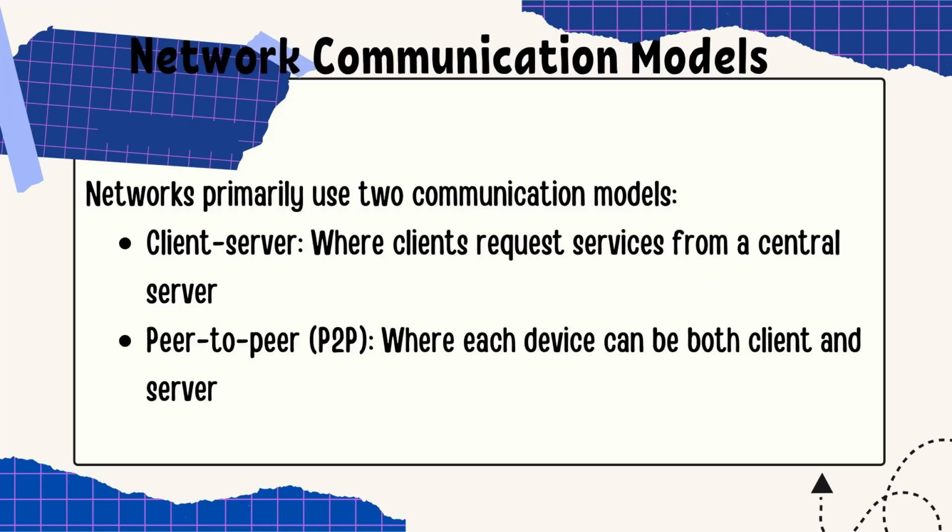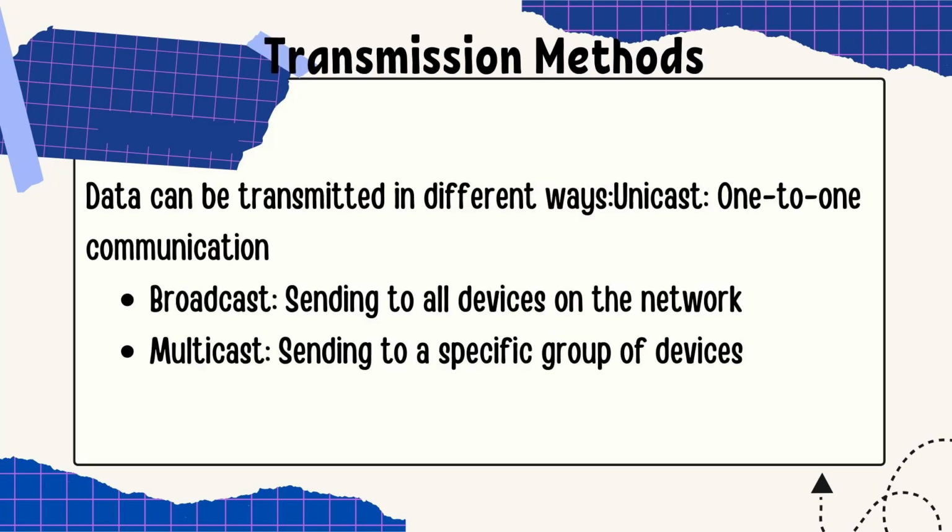When devices communicate on a network, they typically use one of two models: client-server or peer-to-peer. In the client-server model, clients request services from a central server. This is how most websites work. In peer-to-peer networks, each device can act as both client and server, which is common in file-sharing applications. Data transmission across networks happens in three main ways: unicast, one-to-one; broadcast, one-to-all; and multicast, one-to-many. These methods determine how data packets are addressed and delivered.